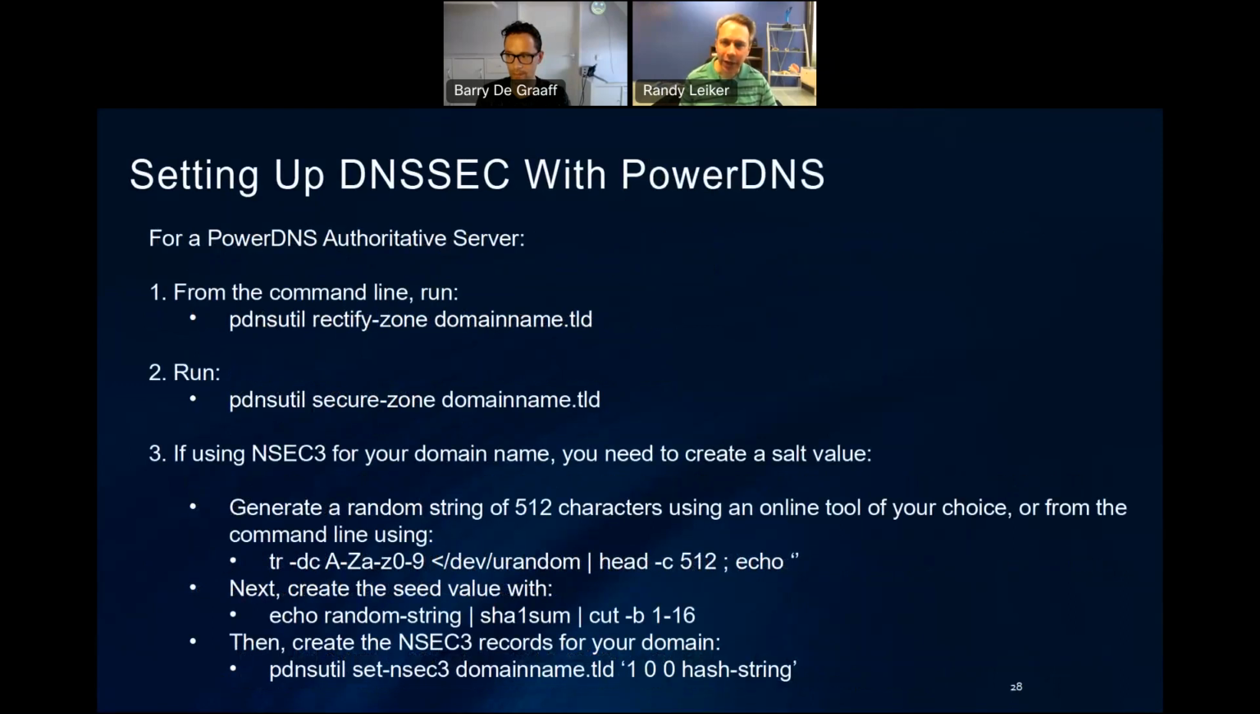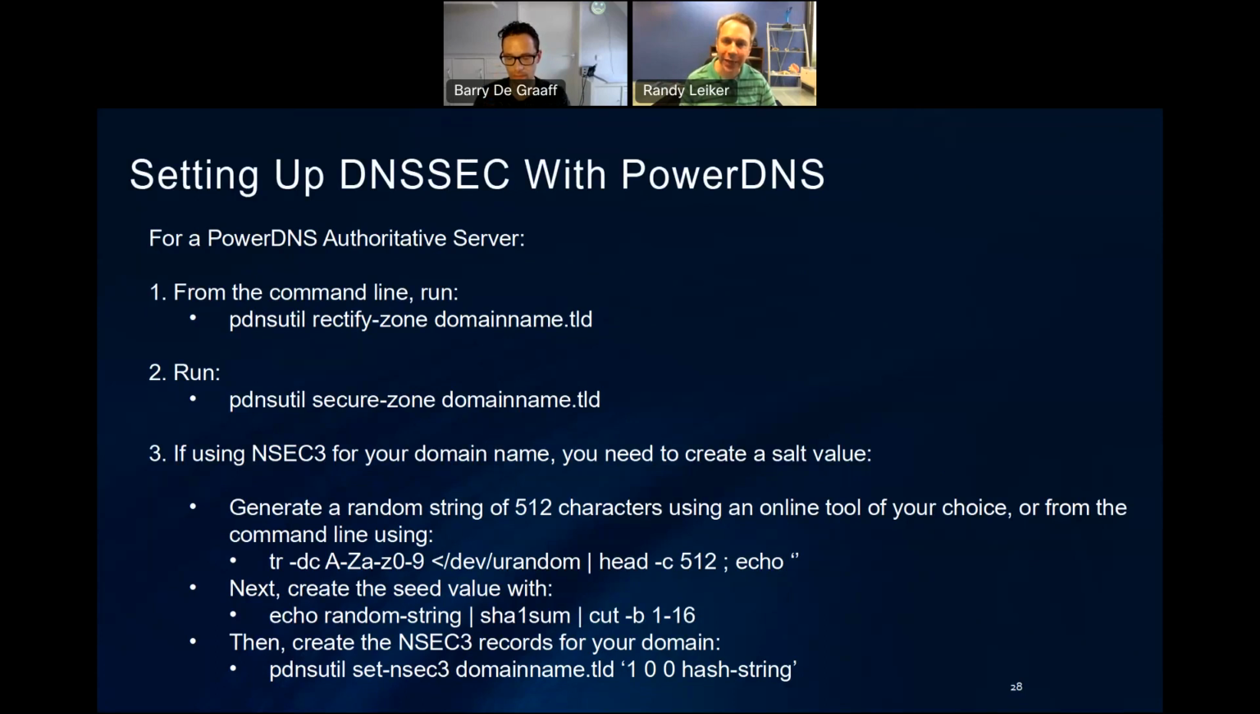And with PowerDNS, it's distributed as 2 different packages. In one package is the authoritative DNS server only, and then the other package is the recursive DNS server only. So we're going to cover the authoritative server first on this slide. So to set up DNSSEC with PowerDNS from the command line, you will first basically need to run the pdnsutil rectify-zone command you see in step 1 by substituting the domain name.tld placeholder with the domain name you want to secure with DNSSEC. What this is going to do is it's going to prepare that domain name zone with some extra values that will be needed for DNSSEC.